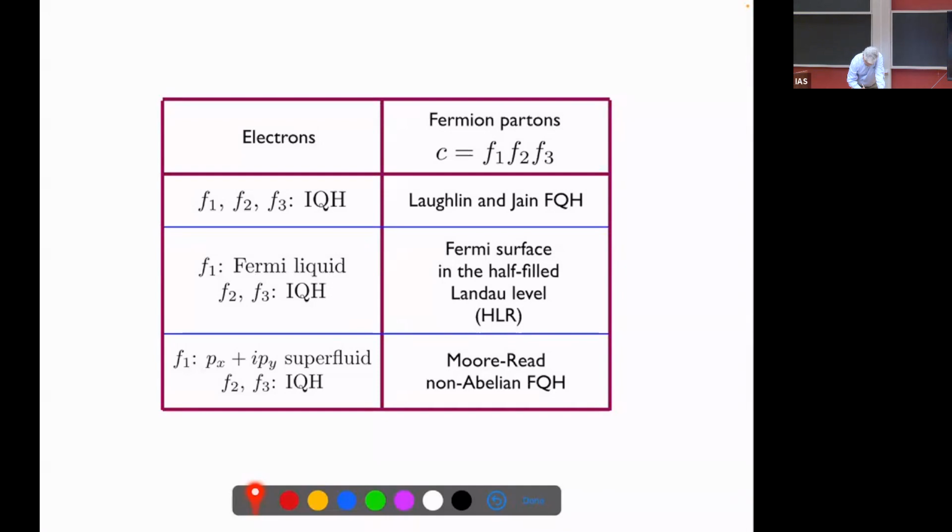So you have 1/3 filling. You have 3 flux quanta coming in for each electron. Okay. So here are 3 flux quanta. Now each electron splits into 3 fermions, F1, F2, F3. And you imagine these flux quanta act on F1, F2, and F3. So each one of them, F1, F2, F3, has one flux quantum per fermion, and they'll form a nu equals 1 integer quantum Hall state.